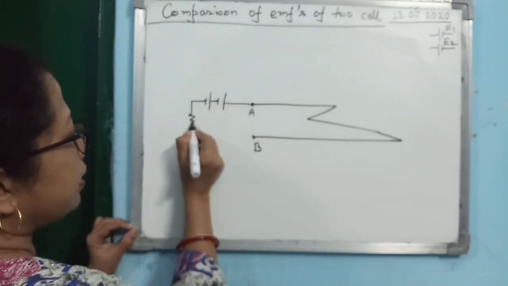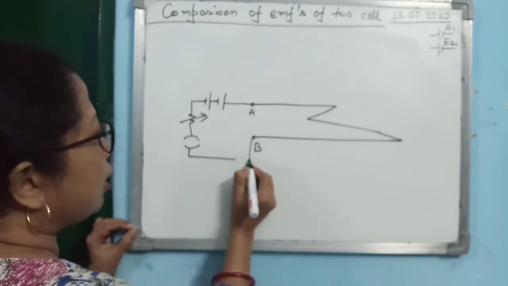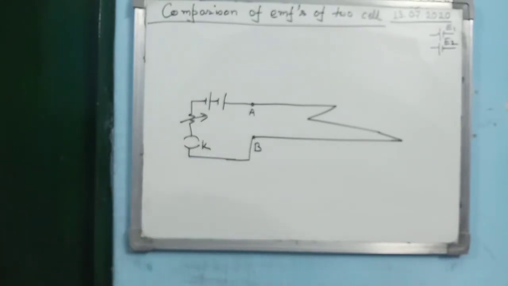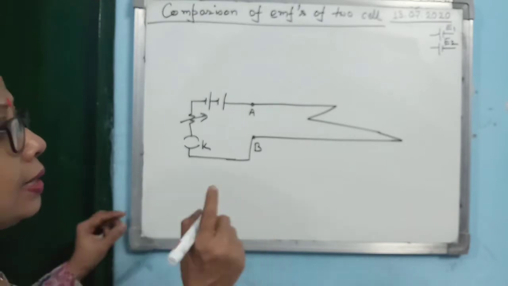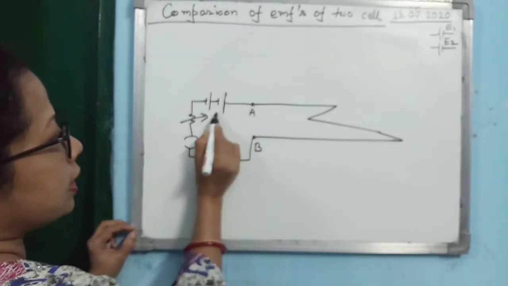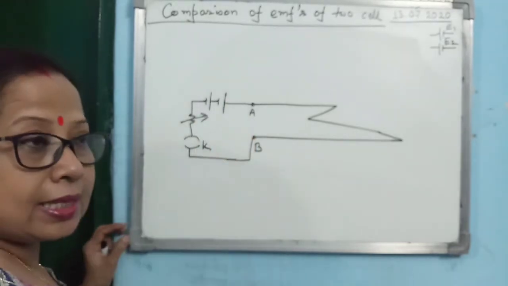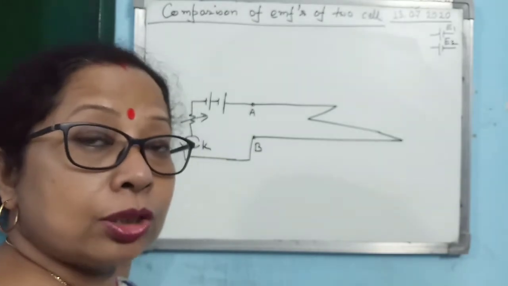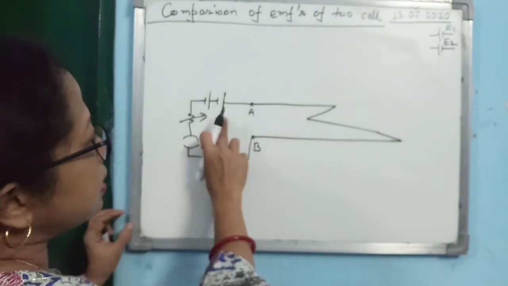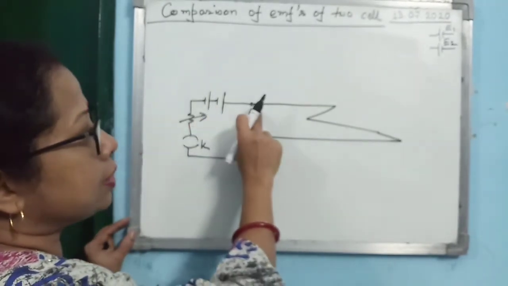So as I said, you connect a battery or variable resistance along with a key. Suppose you have connected a key. Then what is the next part? The point A is connected to the positive terminal of the battery, which sends the current through the potentiometer. I repeat, the positive terminal of the battery should be connected to A.